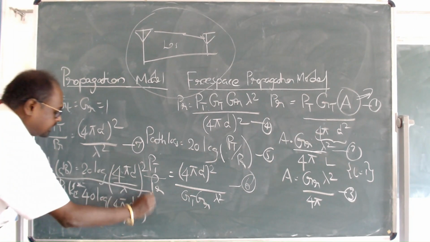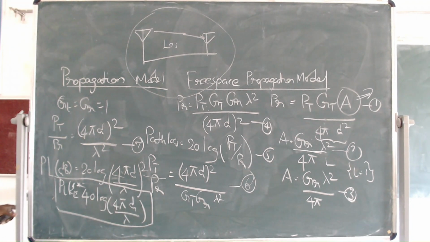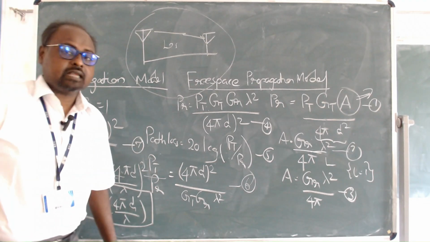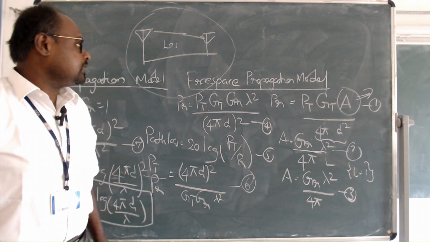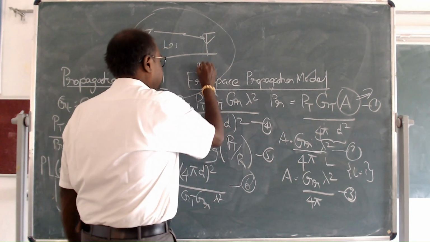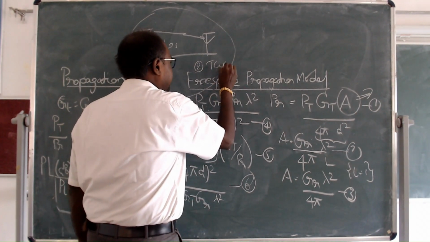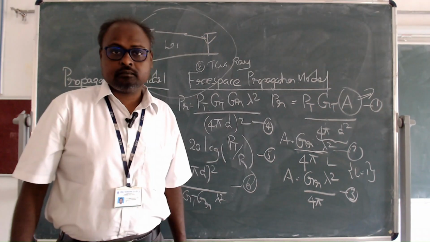This path loss study is used to measure how far the signal has been transmitted in a line of sight condition. However, this study has been overcome by a second propagation mechanism, which is called the two-ray mechanism.